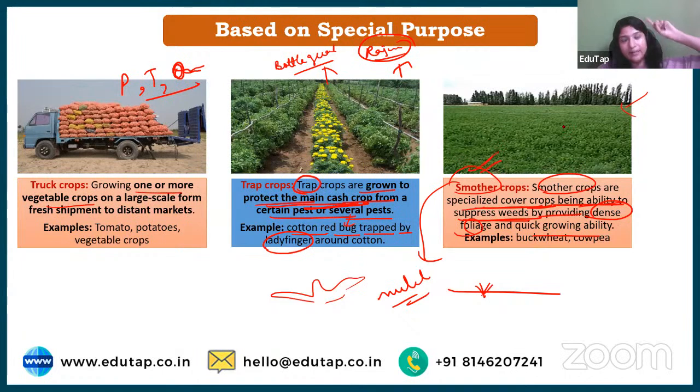In mulch crops, the aim was to protect the soil moisture, while in the case of smother crops also we are using crops which have dense foliage which will cover the ground, but here our aim is not to protect the soil moisture, our aim is to reduce or suppress the weed growth. I hope you understand the difference. The same examples can be used for n number of purposes, but the aim is what matters. So remember all these things: the work of smother crops is to suppress weed growth.